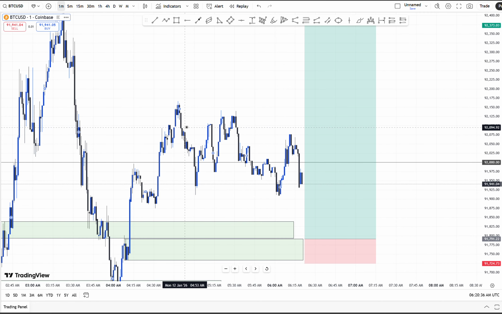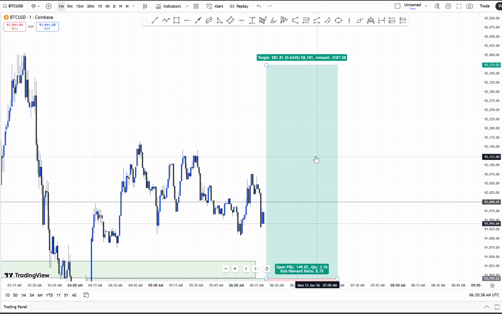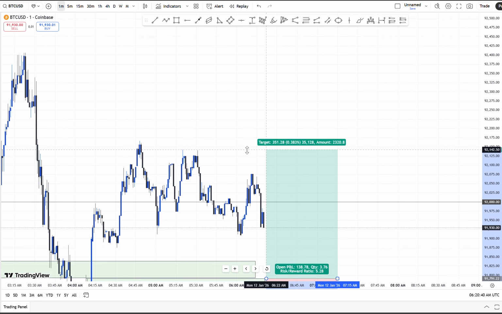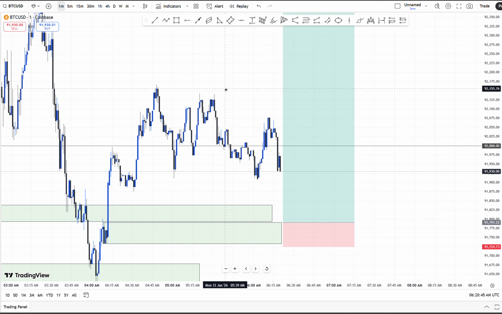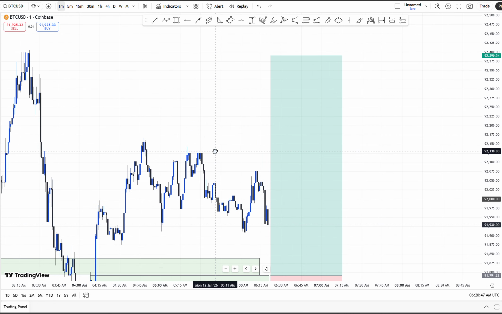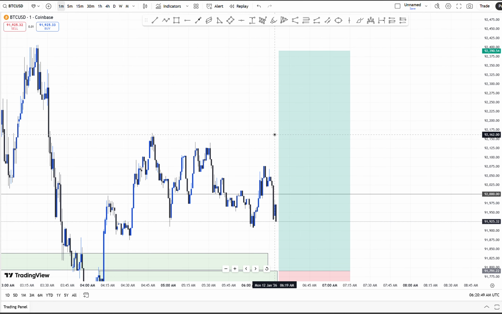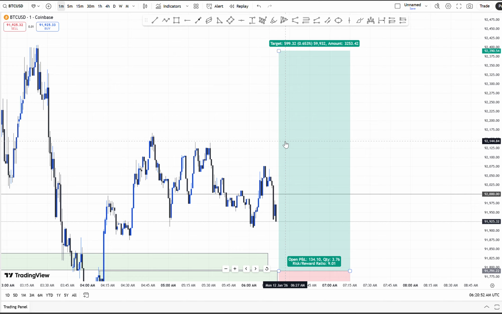Me particularly, this trade is a 1:8. So when we get to 1:4, if you are with me in this trade, I will just advise you to close the trade. So we are looking out for TP1 at 92134.70, and then the second one at 92390.54.